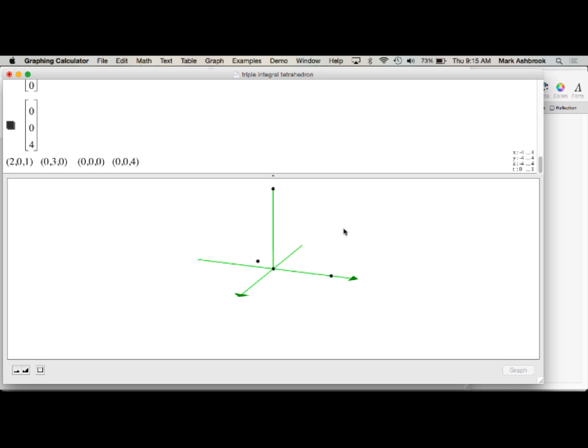Okay, so let's just start with, so if I write on here, does it show up? This is 0, 0, 4. Is it showing up? Beautiful. And then 0, 3, 0. And this is our 2, 0, 1. And then the origin back here is 0, 0, 0.